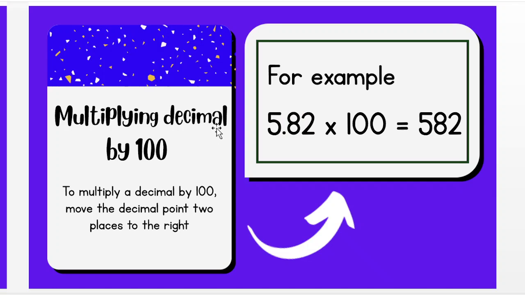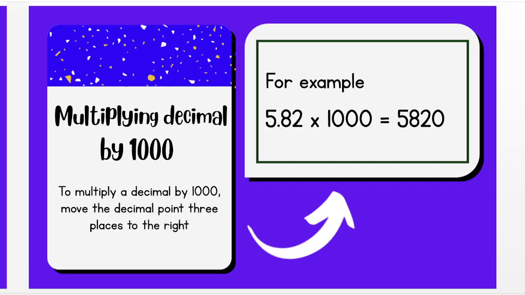Another one, we're multiplying decimals by 100. Since we have two zeros beside 100, we move the decimal point two places to the right. So that means you just move it twice. It's going to be 1, 2. So that's going to be the point here, then 0. So that's going to be 582. I hope this is clear, right? Okay, so that is that on that. So let's move to the next one.